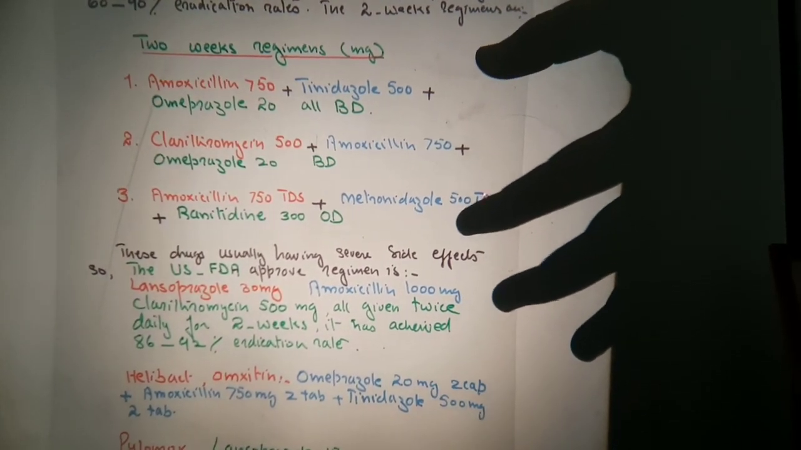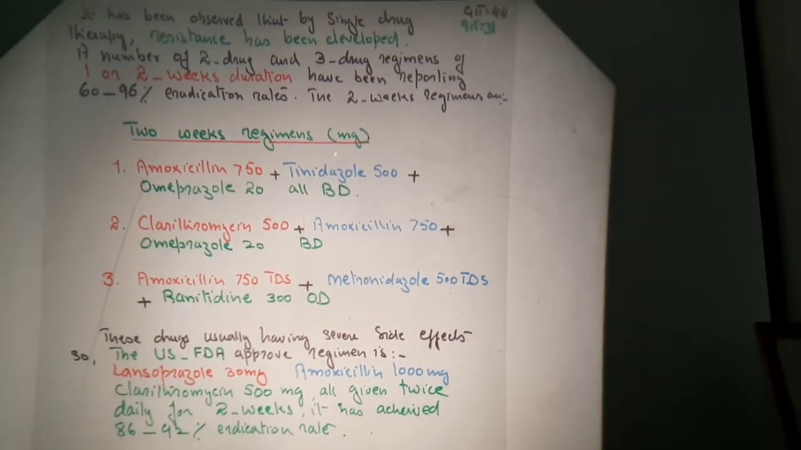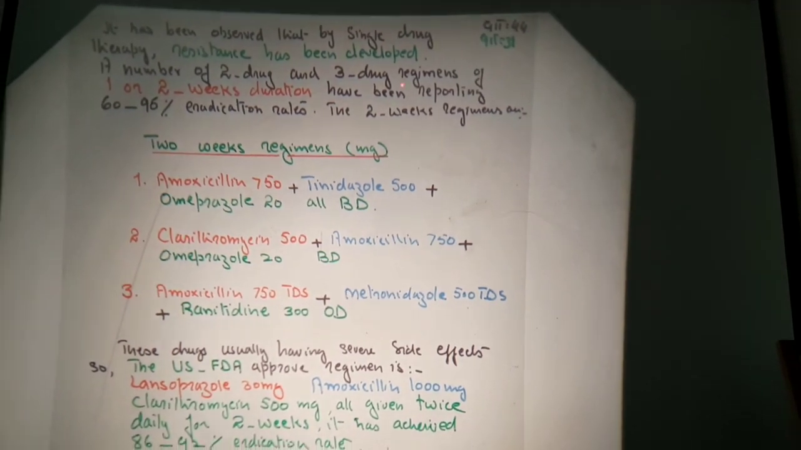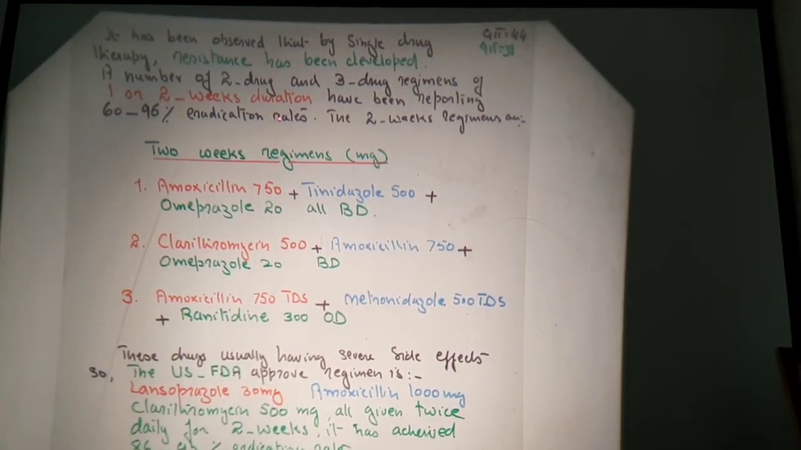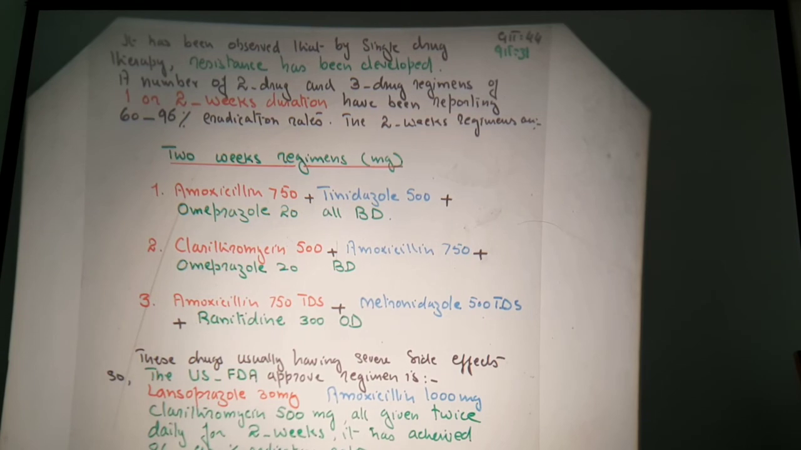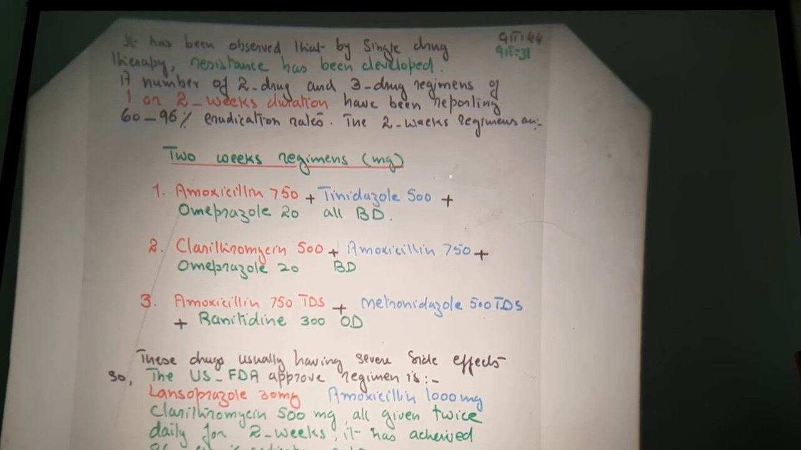Now again, it has been observed that with single drug therapy, resistance has developed. So two-drug and three-drug regimens of one or two weeks duration are required for the complete treatment of this Helicobacter pylori, that is, the ulceration which takes place due to it. These regimens have been reported to be effective in 60 to 96%, indicating their action against Helicobacter pylori.